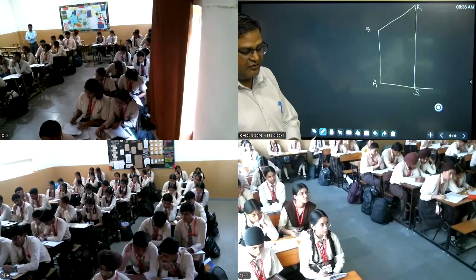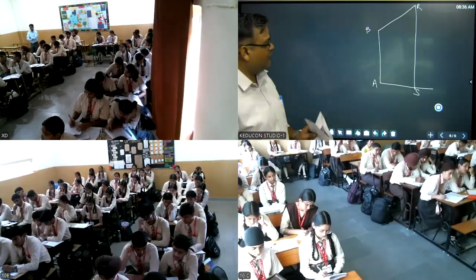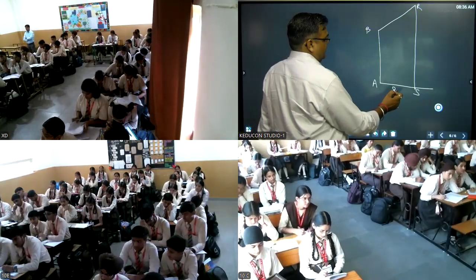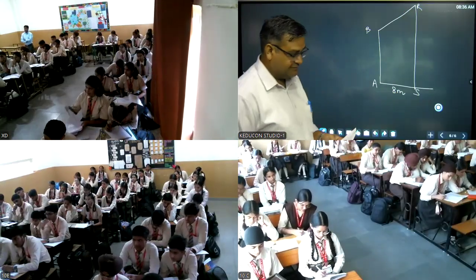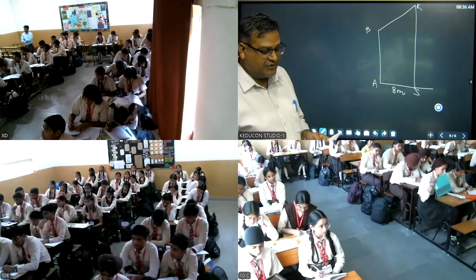The load is on the ground at a point 8 meter from A. Means this point is 8 meter. What is the angle through which the jib has been rotated?